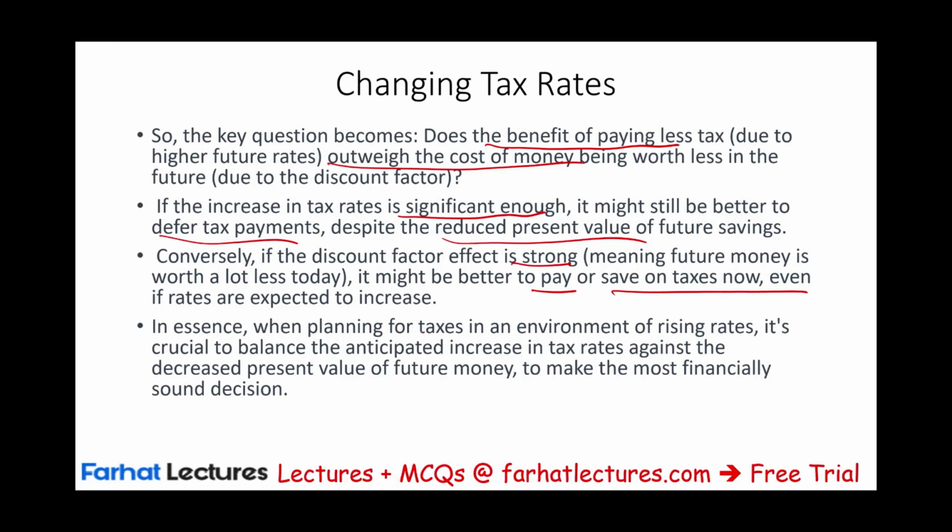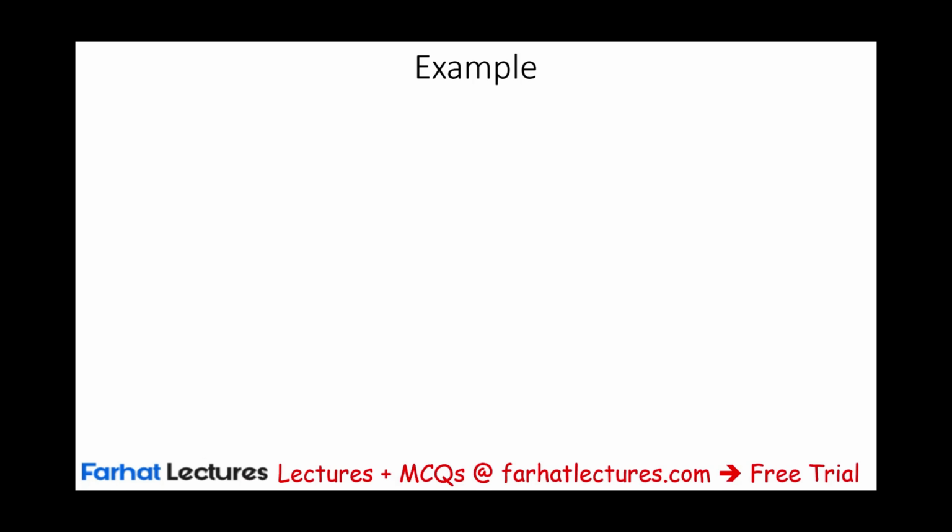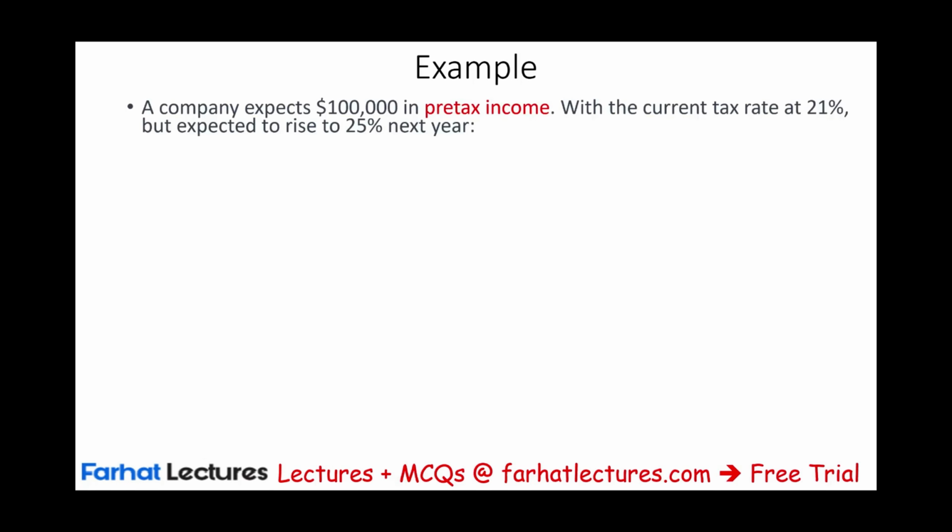So in essence, when planning for taxes in an environment of rising rates, it's crucial to balance the tax rate increases against the present value factor to make the most financially sound decision. Now let's take a look at an example that involves income rather than expenses. A company expects $100,000 in pre-tax income. Remember, income is different from expenses because you have to pay taxes on it. You're not getting a benefit. The current rate is 21%, but it's anticipated to grow to 25%.